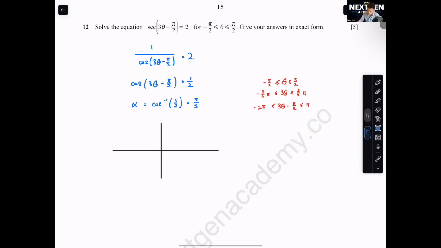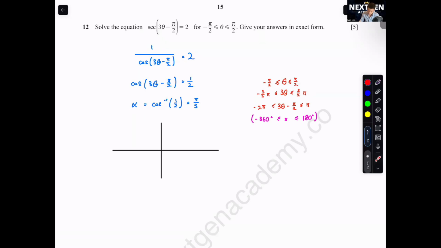If you don't know how to interpret this, convert this into degrees first. Negative 2 pi is negative 360 degrees to 180 degrees. Everyone understand this part here? Why we have to do this is because we want to see the range of the values of the angles that we want. From where to where? Negative 360 to 180. All right. Next one.